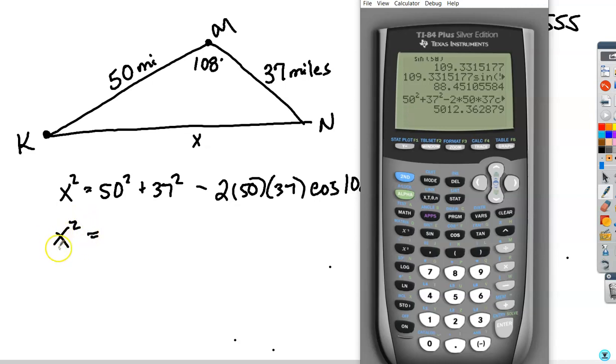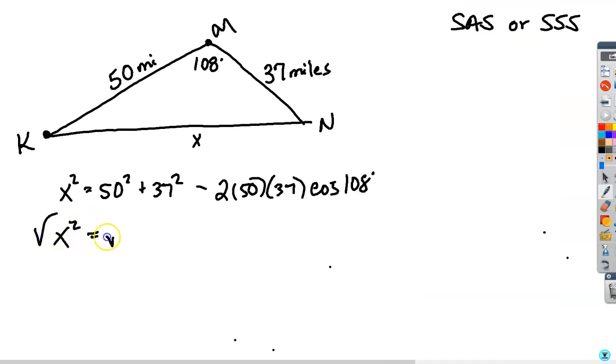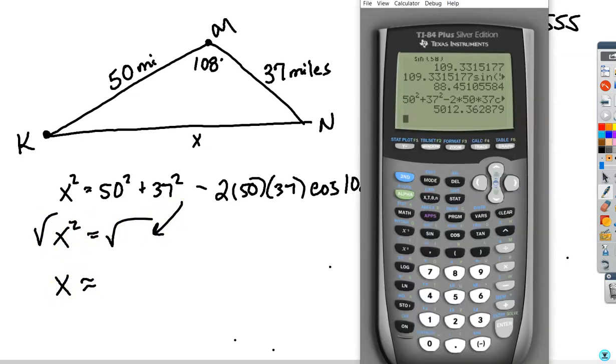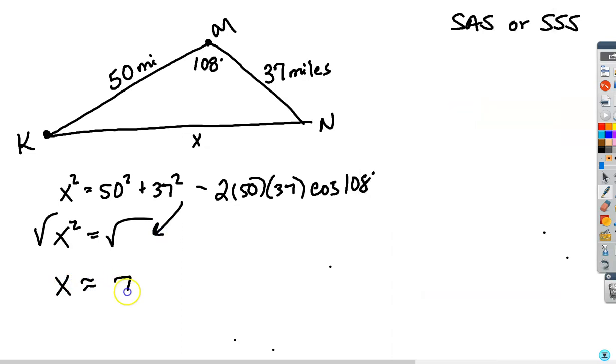Yeah, this is for x squared. We have to square root that value. So be careful. Pay attention to the kind of answers that you're getting, right? Because they should make sense. That makes a little more sense, 70.8. So we'll say about 70.8 miles.